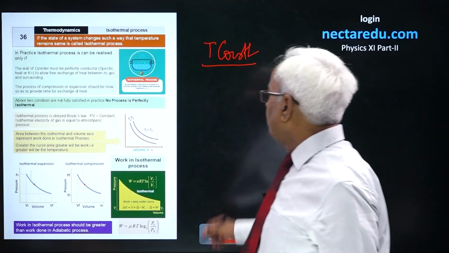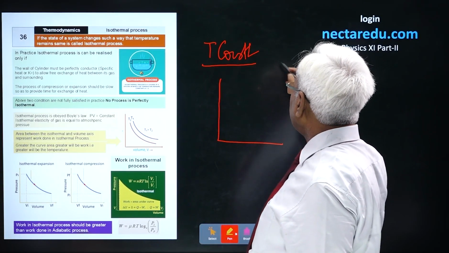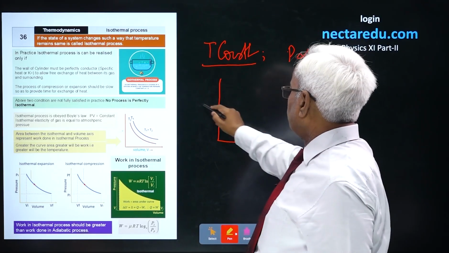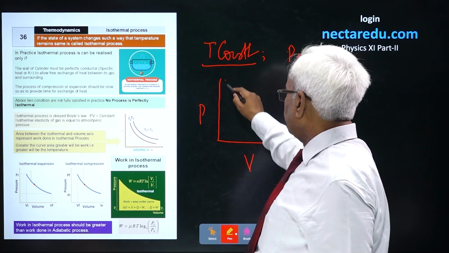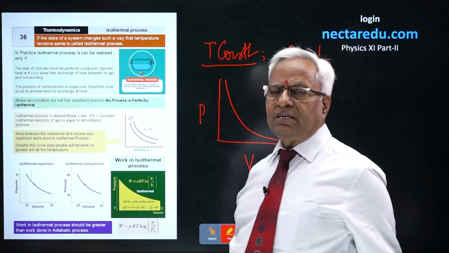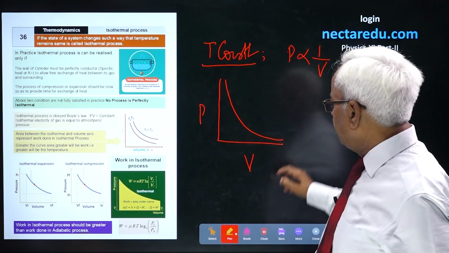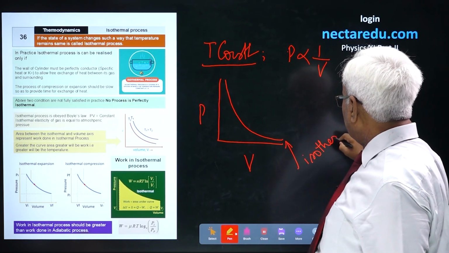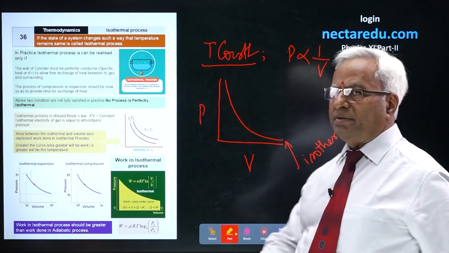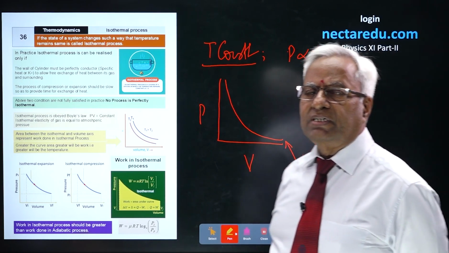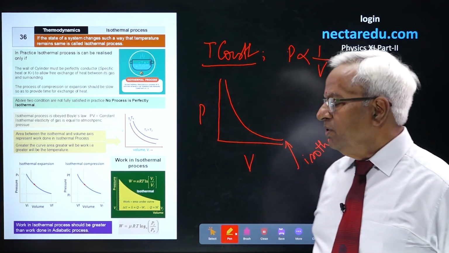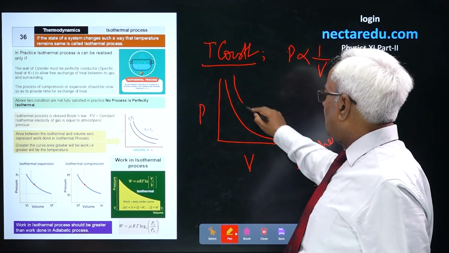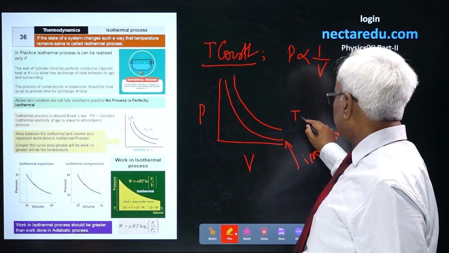Now, if you plot the graph at constant temperature, Boyle's law says P is proportional to 1 upon V. If you plot a graph between P and V, it is going to be a rectangular hyperbola, and this is named the isothermal curve. A curve between P and V at constant temperature is known as an isothermal curve.